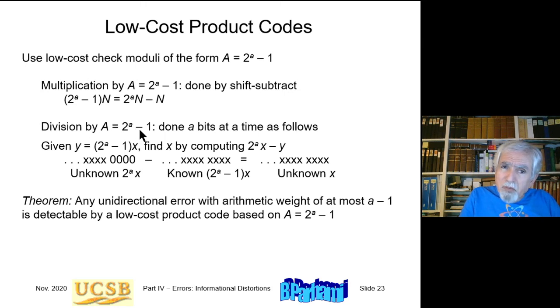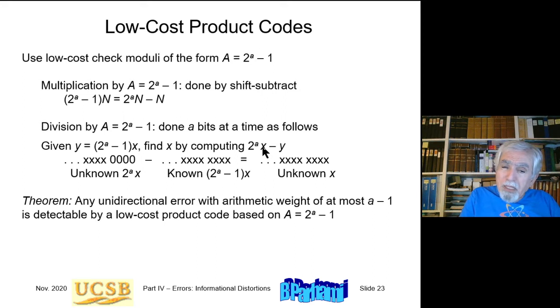Division by 2^a minus 1 is also simple. Basically, let's say this is 15. So you're given 15x and you want to find x. Okay, 15x is given, you want to divide by 15 to find x. You observe that 15x is equal to 16x minus x. 15x we know, it's given to us.